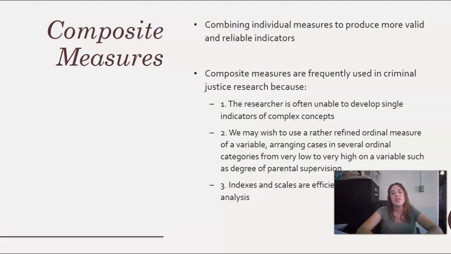Another reason that we use these is that we may wish to use an ordinal measure, arranging cases in ordinal categories from very low to very high on a variable. And we can't do this if we only have one measure, especially if that's a nominal measure. So sometimes we need to combine things so we have an actual score, 1, 2, 3, 4, 5, with 5 meaning that we have more of something than if we had a score of 1.